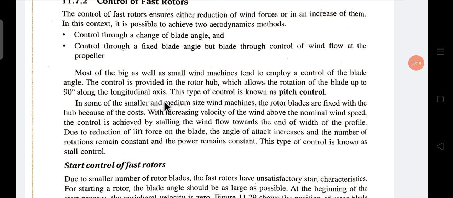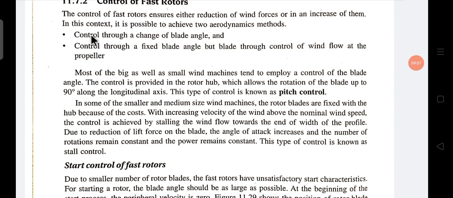In some of the smaller and medium size wind machines, the rotor blades are fixed with the hub because of the cost, okay. With increasing velocity of the wind above the normal wind speed, the control is achieved by stalling the wind flow towards the end of the width of the profile, okay. Due to reduction of the lift force of the blade, the angle of attack increases and the number of rotations remains constant and the power remains constant. This type of control is known as stall control, okay. Remember these two types, one is pitch control, one is stall control, okay.